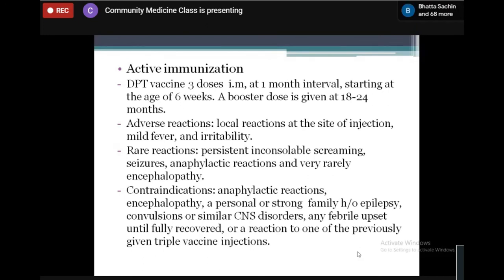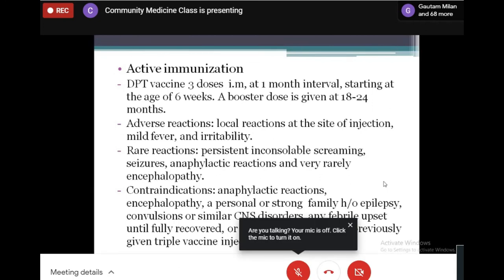And contraindications: if the child gives any history of anaphylactic reactions in the past, you shouldn't give it. If the child is having encephalopathy, you can't give it. If there is a strong family history of epilepsy, if the child's mother, father, or the child itself is having epilepsy or a convulsive disorder, you can't give it. Convulsive CNS disorders, any febrile upset until fully recovered, or reaction to one of the previously given triple vaccine injections, so any side effect to the previously given DPT vaccine. If the child has any of these histories or reactions, then you can't give the vaccine.